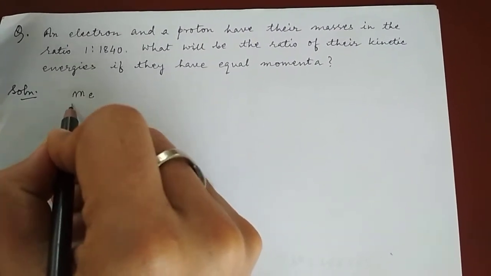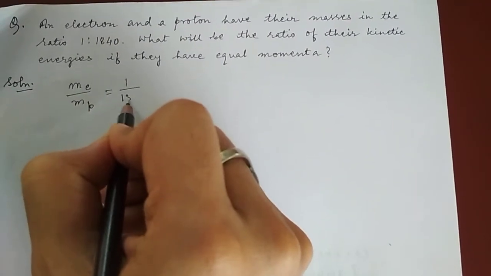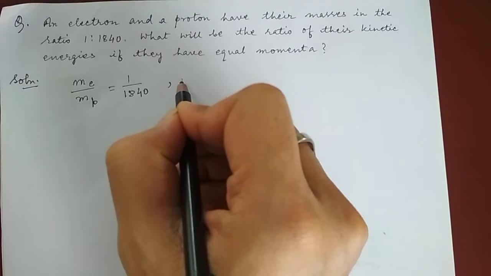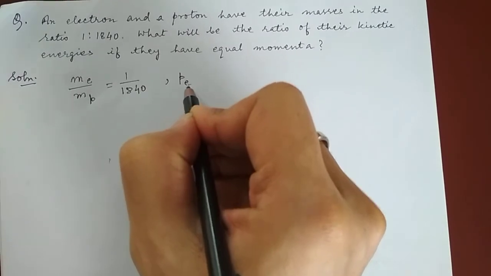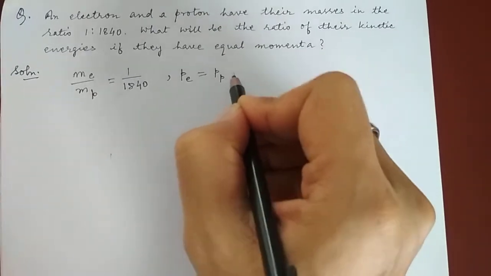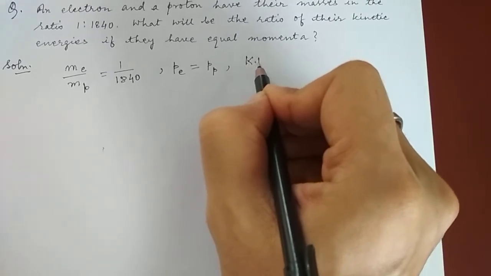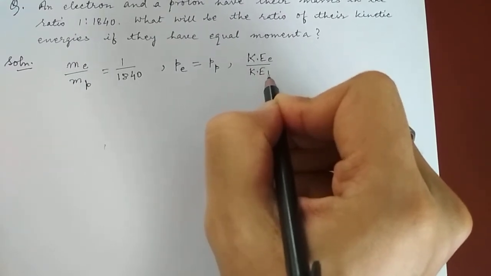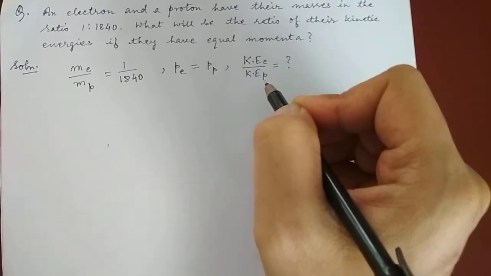Mass of electron to mass of proton ratio is 1:1840. Then they have equal momenta. Momentum of the electron is equal to momentum of the proton. Now we are asked to find the kinetic energy of electron by kinetic energy of proton, that is, the ratio of kinetic energy of electron to kinetic energy of proton.